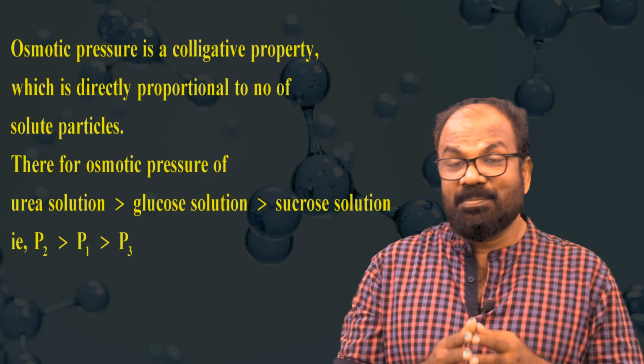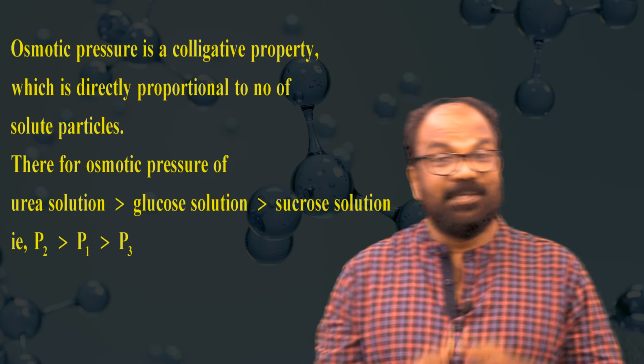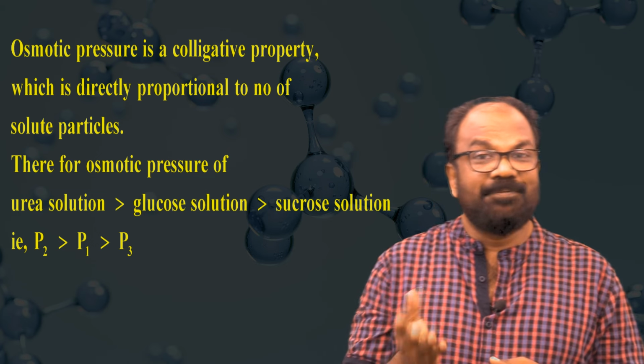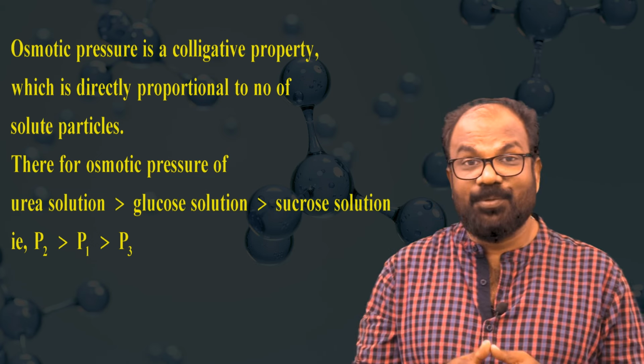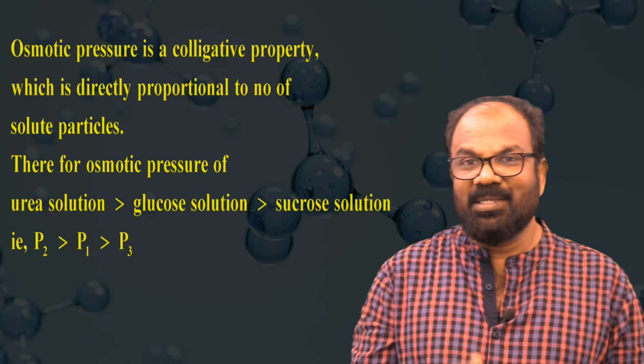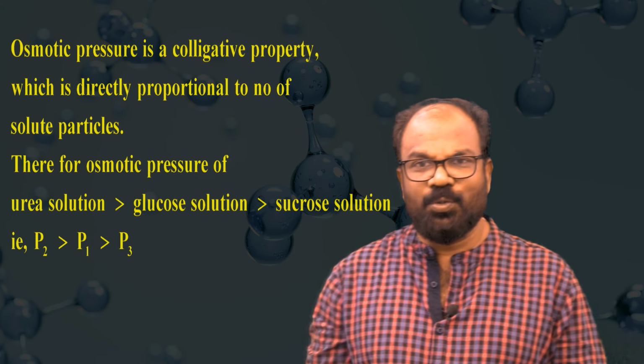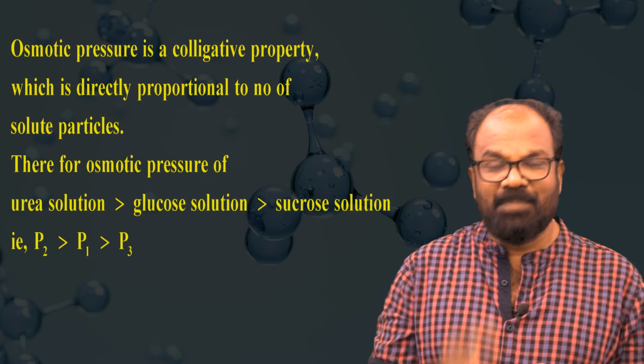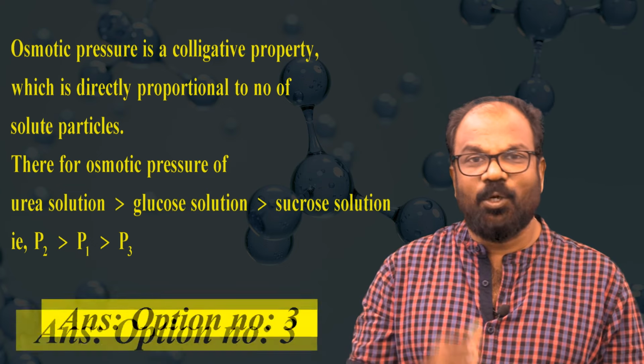We know osmotic pressure is a colligative property. Therefore, it is directly proportional to the number of solute particles. Therefore, the osmotic pressure is maximum for urea solution, then glucose solution and then sucrose solution. That is, P2 is greater than P1 is greater than P3. So here the answer is option number 3.